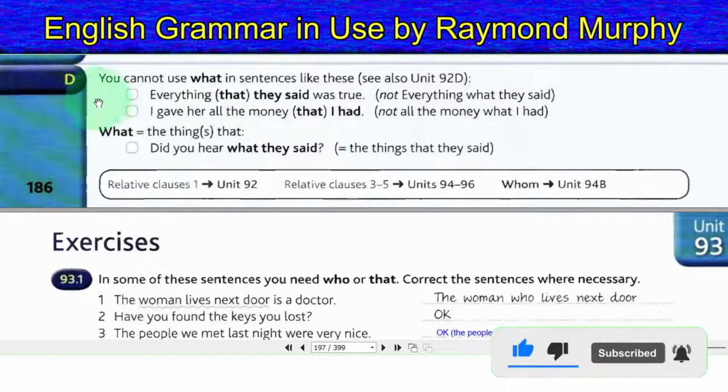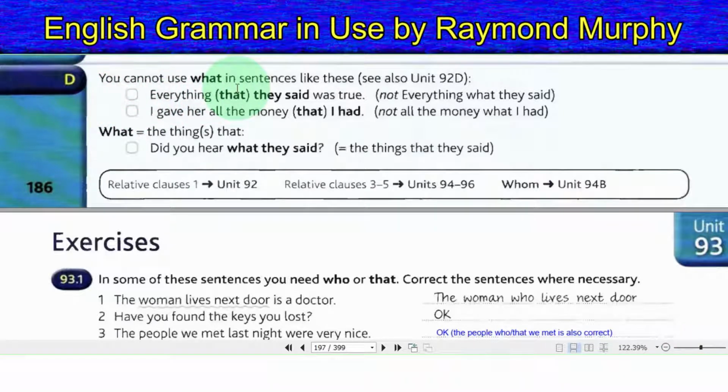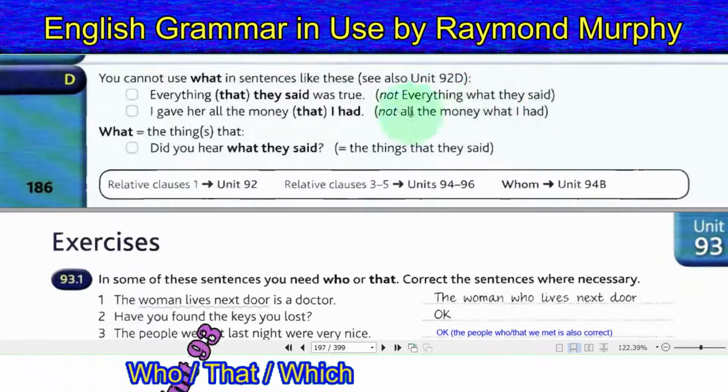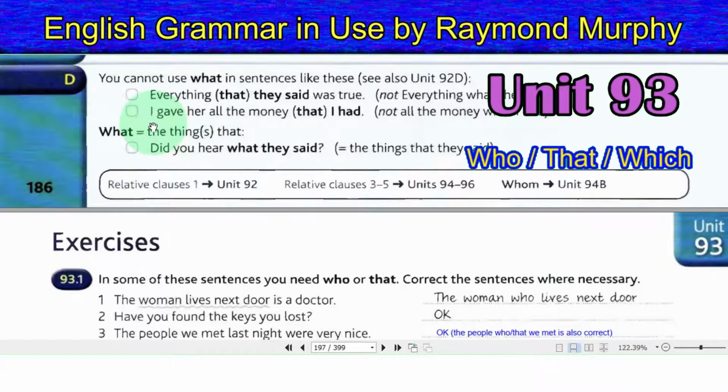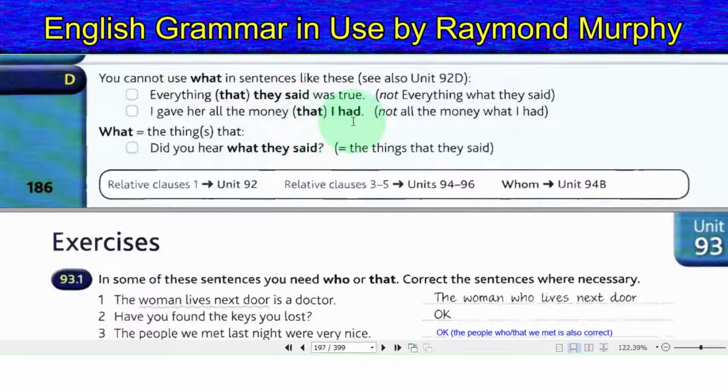D. You cannot use what in sentences like these. See also Unit 92D. Everything that they said was true, not everything what they said. I gave her all the money that I had, not all the money what I had. What the king said. Did you hear what they said?